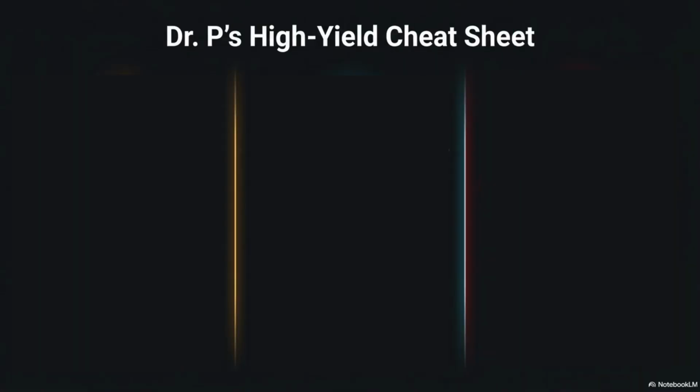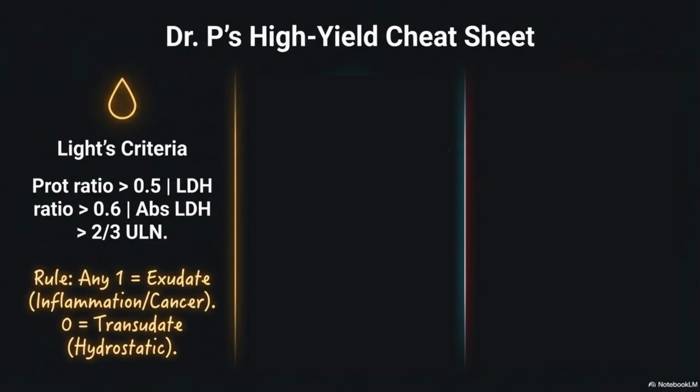Let's finish up with Dr. P's high-yield cheat sheet. Remember Light's criteria: a protein ratio over 0.5, LDH ratio over 0.6, or absolute LDH over 2/3 the upper limit of normal. If any one is positive, it's an exudate from inflammation or cancer. If 0 are positive, it's a transudate from hydrostatic backup.